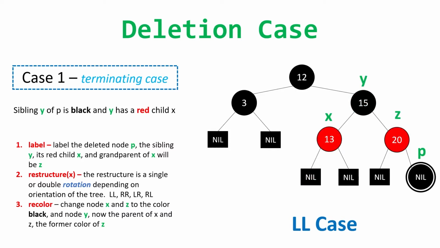Okay, now that we've done that, now we just recolor. So we change node X and Z to the color black, and node Y, now the parent of X and Z, becomes the former color of Z. So we just do this. So now Y is red. Okay, and what we've done is we fixed the problem. And we can get rid of this ring now around the promoted node because we fixed the black depth property.